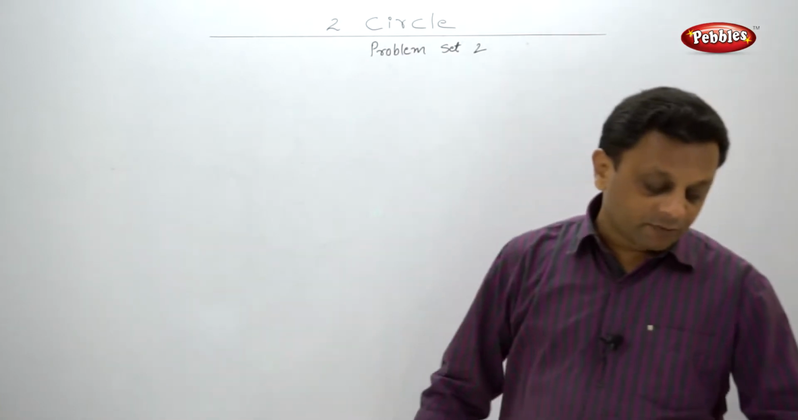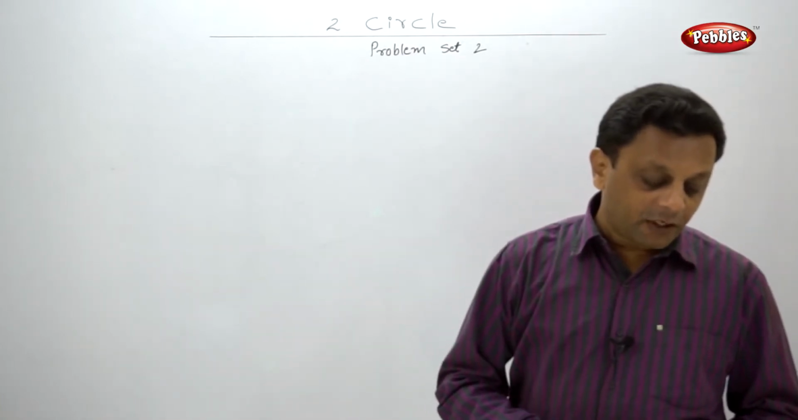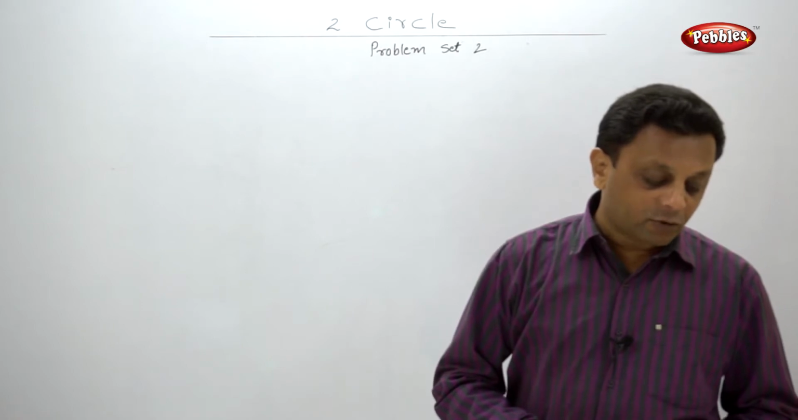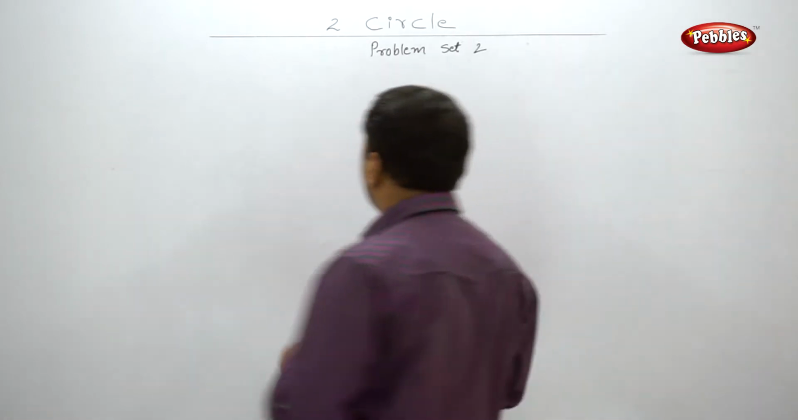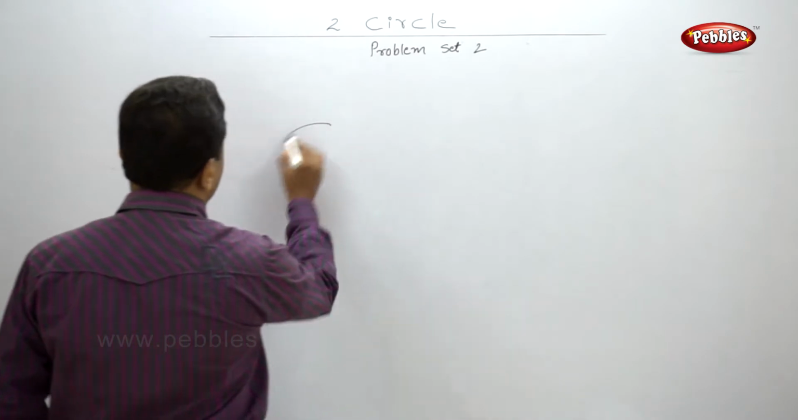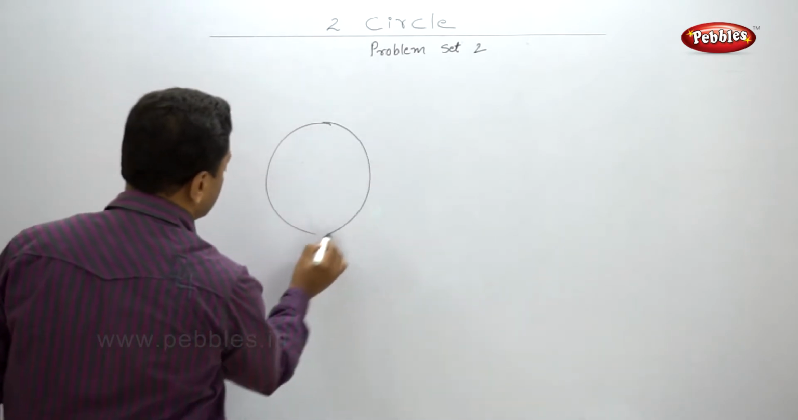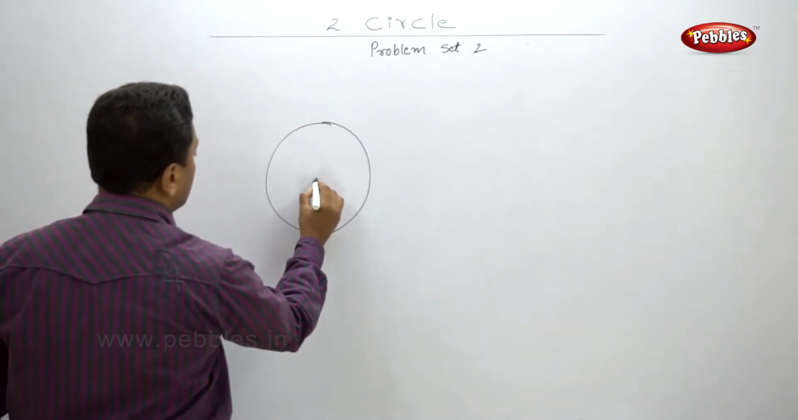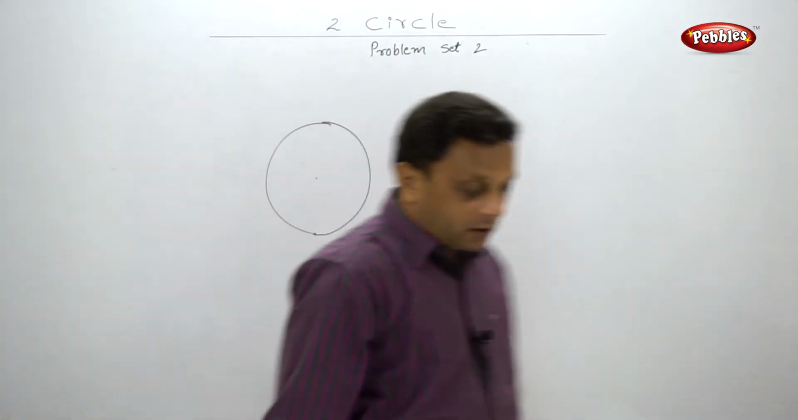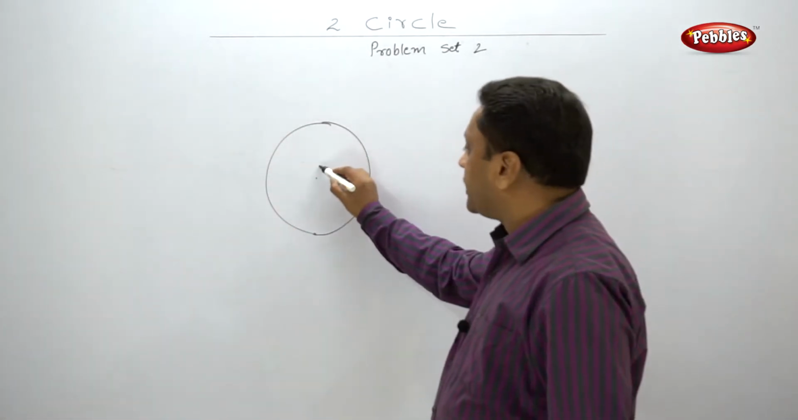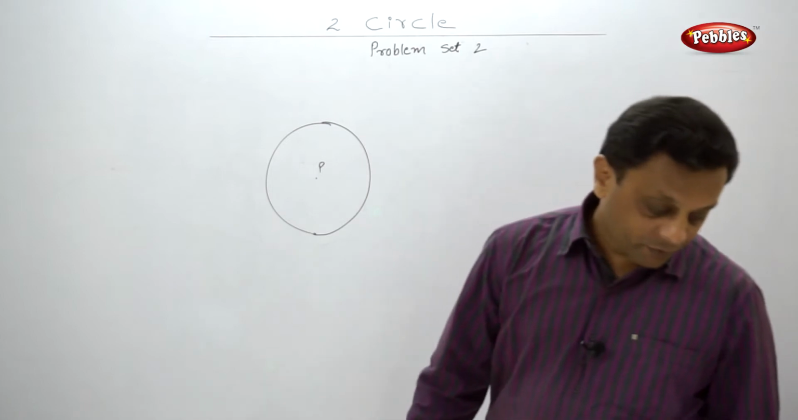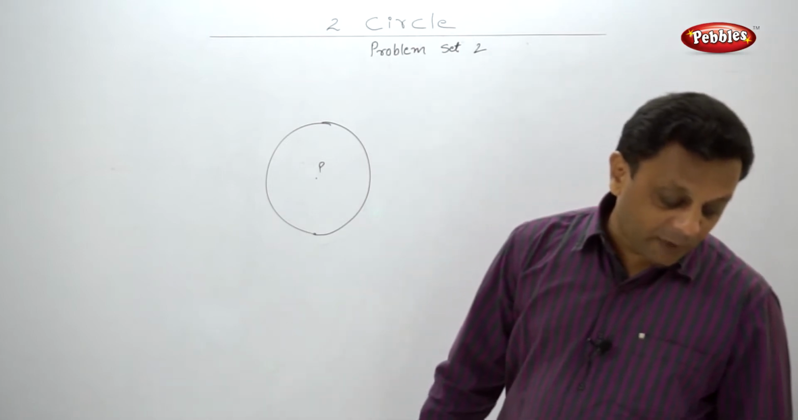The first problem: in a circle with center P, the chord AB is parallel to the tangent. Let us draw this figure. A circle is given, the circle with center P. Then the chord AB is parallel to the tangent.